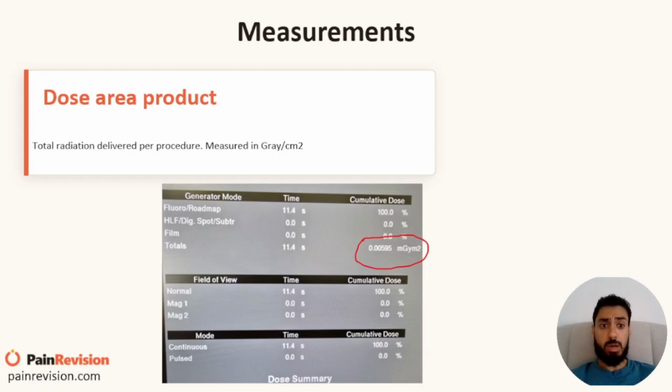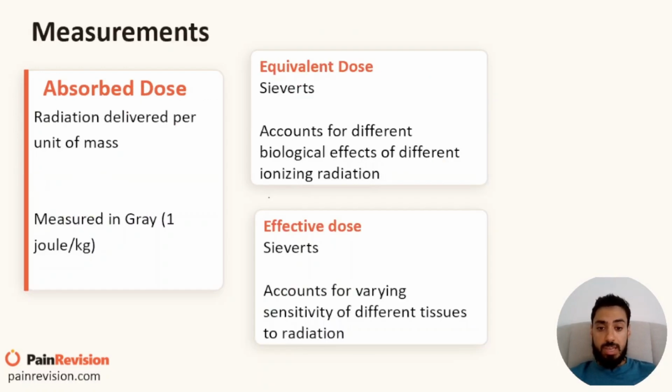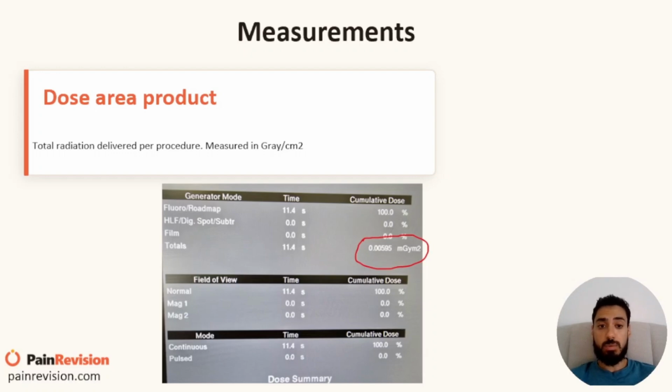There is a little bit of another niche detail. Probably you won't get asked about this in the exam, but it is good for your understanding. These measurements, whether we're looking at the absorbed dose, the effective dose, the equivalent dose, or the dose area product, can be calculated or can be measured.